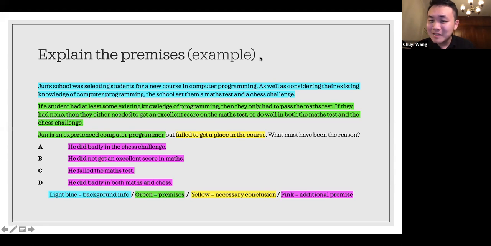That means he still passed the maths test because a pass is 50%, right? That means he still passed. It's clearly not an excellent score, but then he would have still gotten into the course. Does that make sense? If he gets only 51, he still passes, but he still gets into the course.